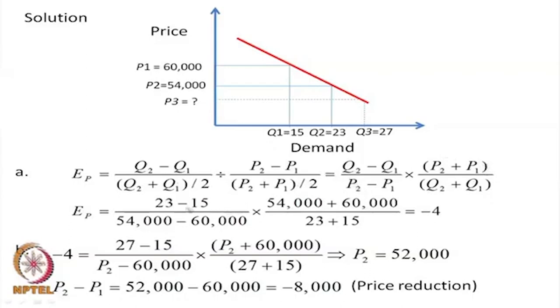Now, put the values of Q2, Q1, P2, P1, etcetera, and we get a value of arc elasticity equal to minus 4. Now, the second part of the question is that at the end of the month, there are 27 brake assemblies available. If the arc elasticity is minus 4, then what should be the price at which it can be sold so that all the 27 can be sold out? That means, if this Q3 is 27, what is the value of P3?